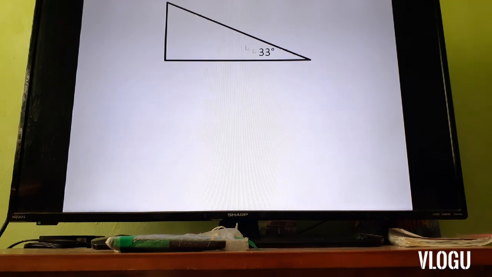And our opposite side is the side which is opposite to the angle that is equivalent to 33 degrees, and that is equivalent to 67 degrees. And for this time, I am going to find the hypotenuse, which is the value of our x.